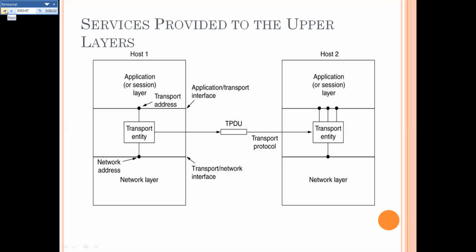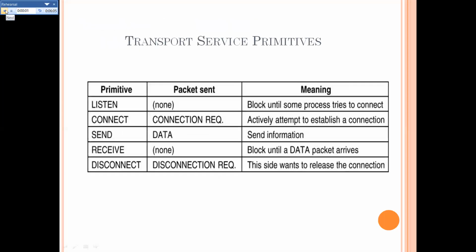The next comes transport primitives. This diagram shows the primitives, how the packet is sent, and what the meaning of each primitive is. These are the primitives that an application might call for a simple connection-oriented service. Here, the client calls connect, send, receive, and disconnect. The server calls listen, receive, send, and disconnect.